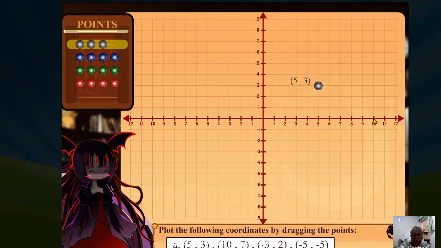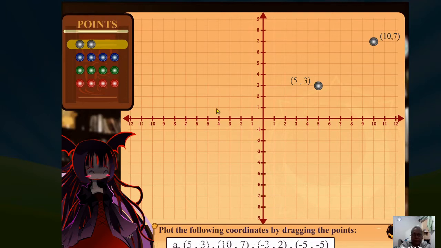Let's walk up to the 10. And then 7. So where is that 7? It is positive, so we go up 7. 1, 2, 3, 4, 5, 6, and 7. So this is the point. If we go to the left, we know it's the 7. So we put this 7 there, and the 10 is here. Very good. Okay.